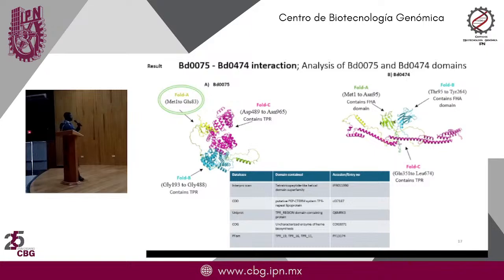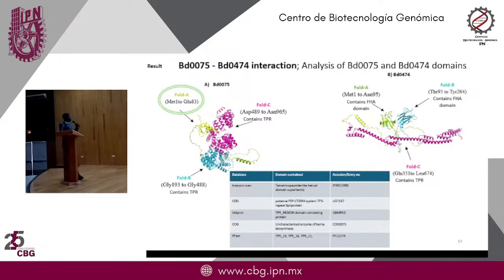What we found was that the 0075 folded into 3 distinct domains, which we call the fold A, the fold B, and the fold C. They are between these amino acids, 1 to 83, forming this small fold, then the fold B between these amino acids. And the same we did for 474 right here. It also had 3 distinct folds, the fold A, the fold B, and the fold C. But what we found was that all the folds contained unique functional domains.